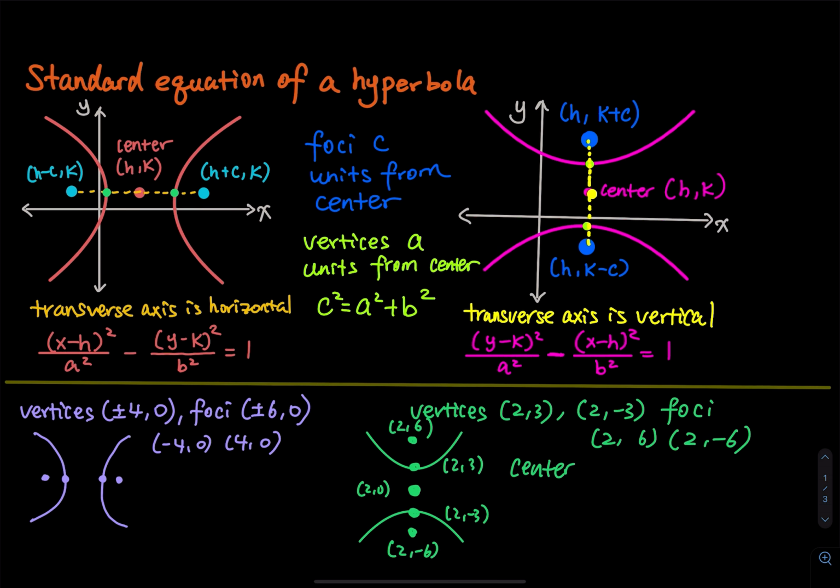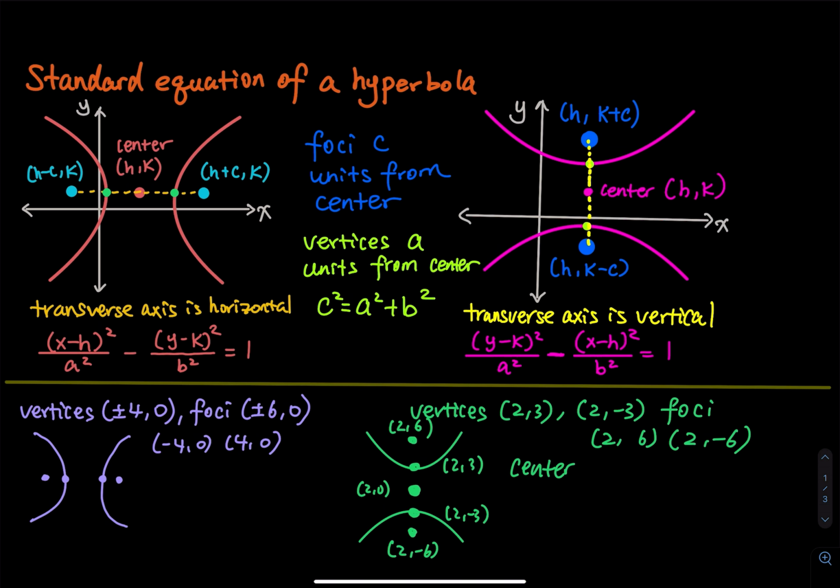The center is (h, k), and the foci are c units away from the center. Since we are going up and down, you have to add c or subtract c to the y coordinate. k plus c, so you go c units up, you reach this focus. k minus c, you go c units down to reach this focus. The two vertices are a units, the letter a, from the center. From the center to this vertex, you add a units to the y coordinate, and to move down to this vertex, you subtract a units from the y coordinate.